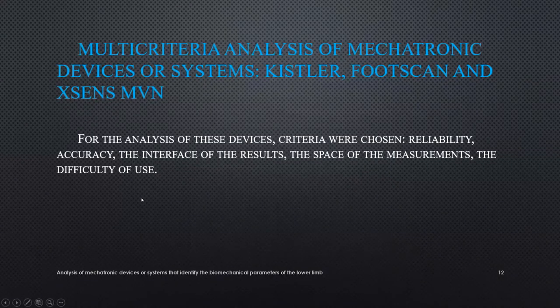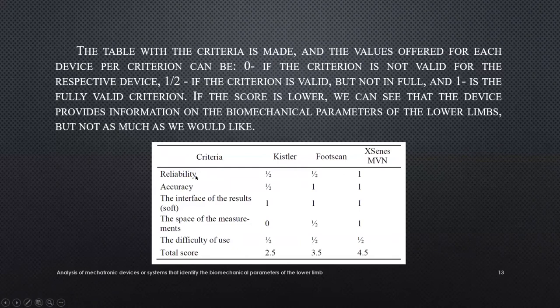In the last part of the paper, a multi-criteria analysis was made for these three types of devices in order to make evident their performances and their possibilities to be used in biomechanical experiments. The chosen criteria are reliability, accuracy, the interface of the results, that is about the software assisting every one of these devices, the space of measurements, the difficulty of using them, and after that they made a total score.